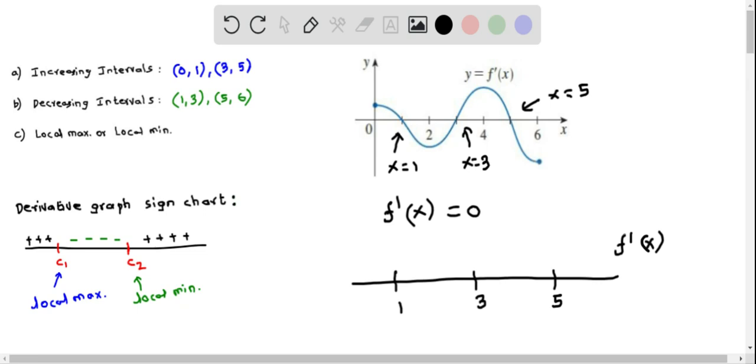Looking at this graph, to the left of x equal to 1, the derivative graph is positive. So we can put positive over here. And to the right, that is from 1 to 3, it is negative. So I mark this as negative. And from 3 to 5, it is positive. So I mark this as positive. And afterwards, it is negative. So I mark this after 5. From 5 to 6, it is negative.